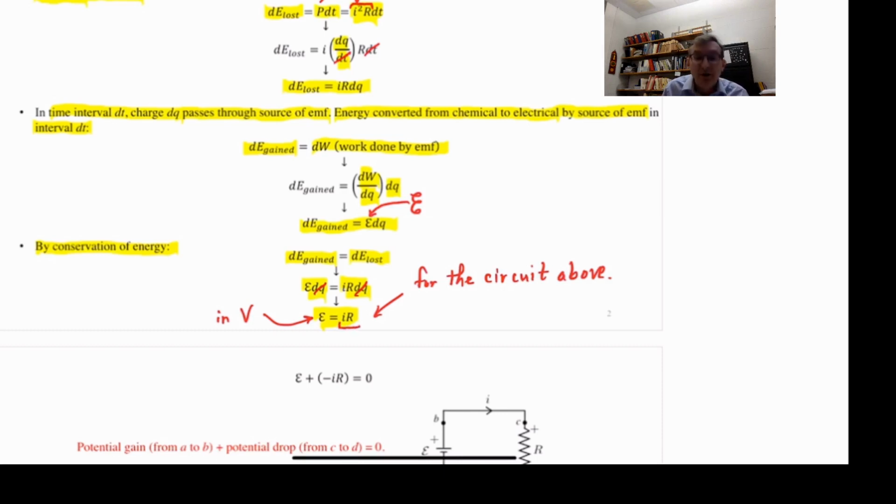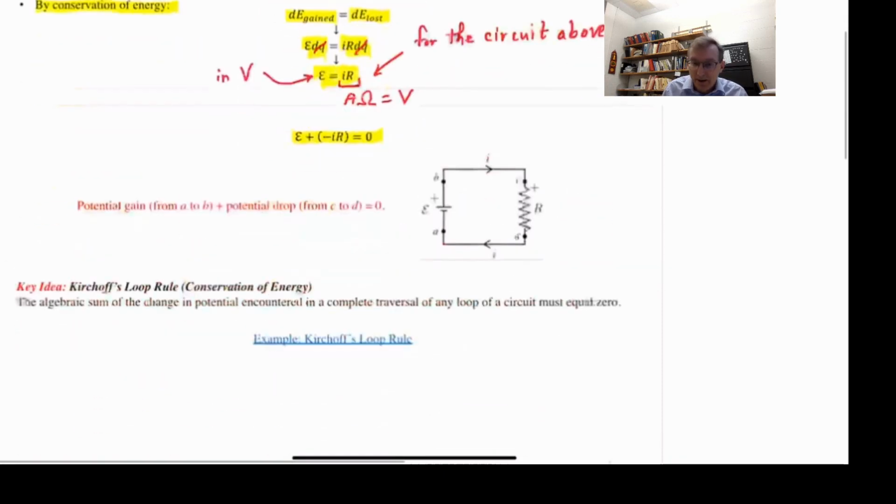Notice that that combination of I times R would have units of ampere times ohm, and that combination also has units of volts. Okay, so if that result has to be true by conservation of energy, then let me bring the one term over, just algebra, and you get this: E plus negative IR must equal 0. And now that way of writing it leads to a very important insight that I want to show you.